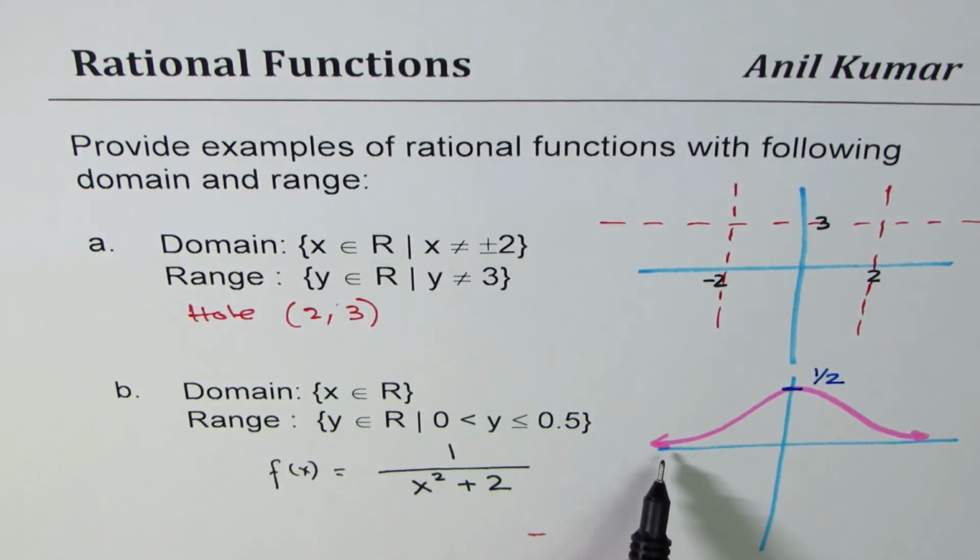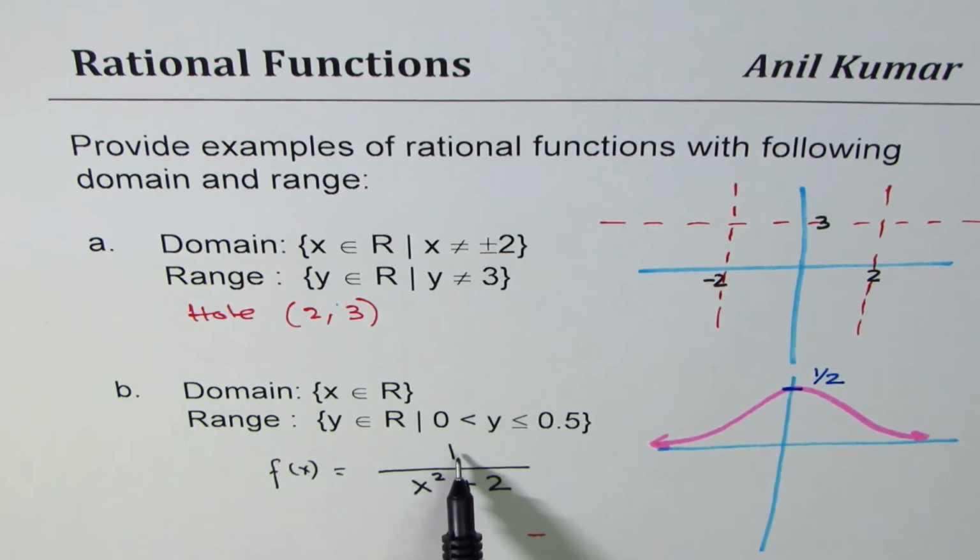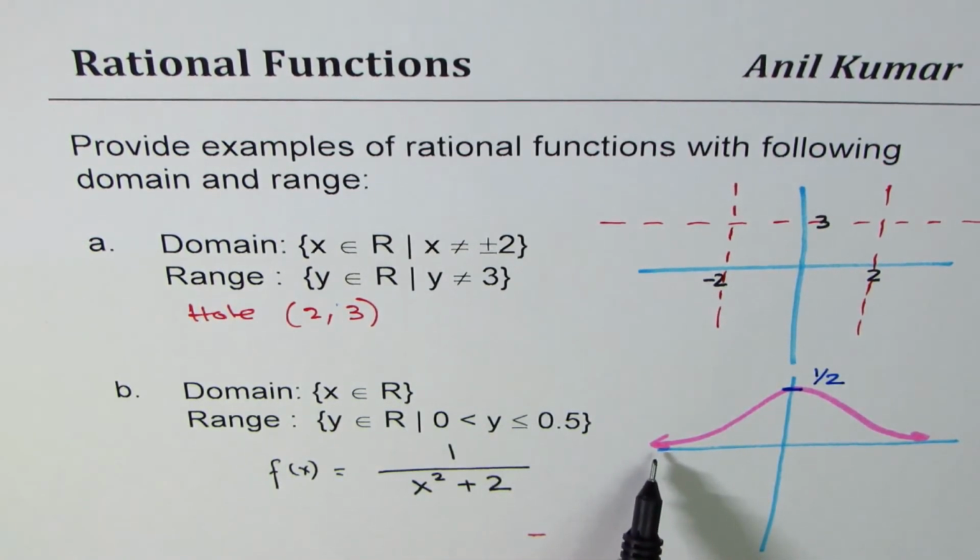It is never 0. Since the degree of denominator is higher than the degree of numerator, 2 higher in this case, we have a horizontal asymptote, x-axis, y equals to 0. That meets the criteria. Is it okay? So I think that's a good example.